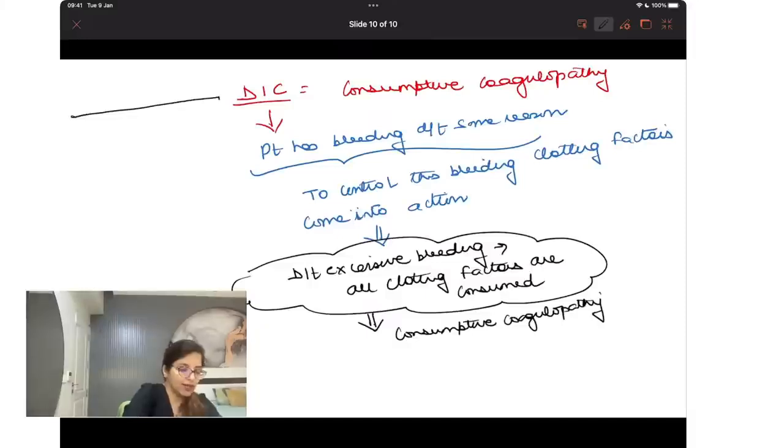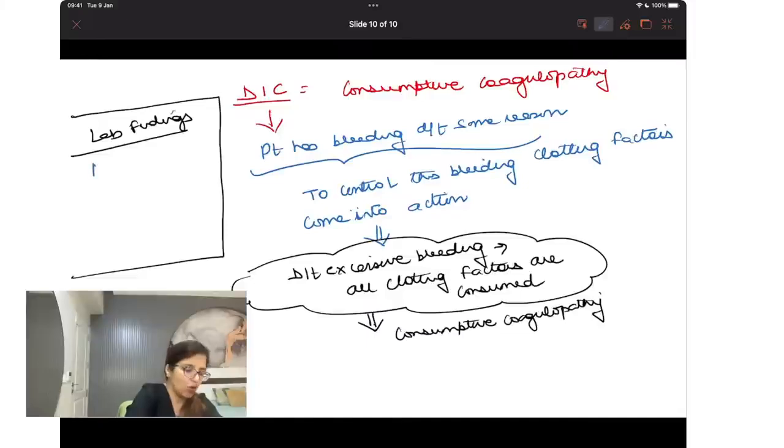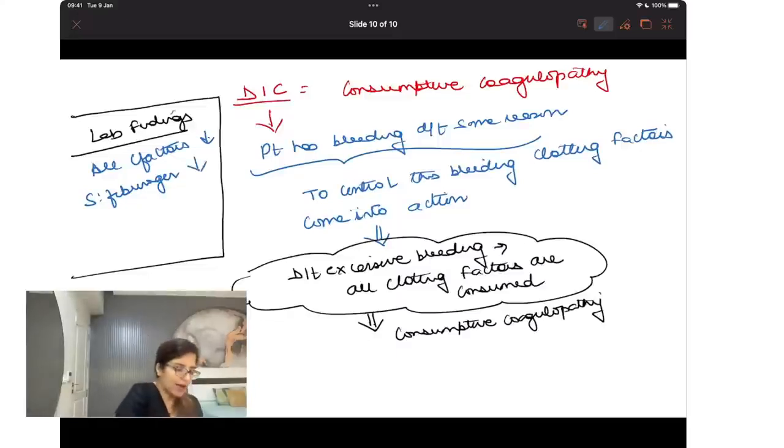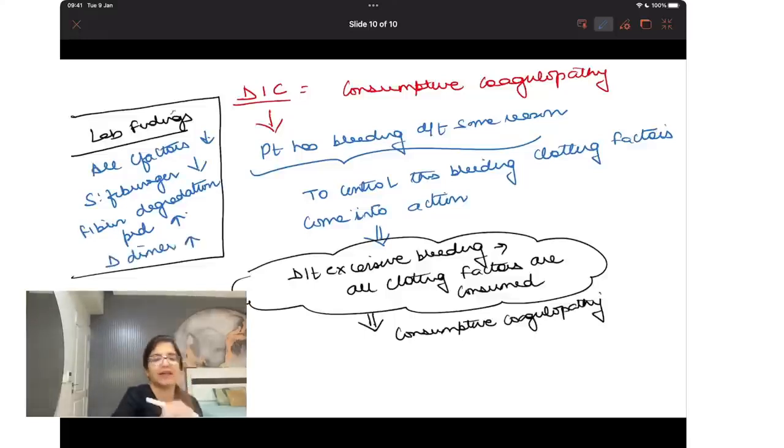So if I ask you, what are the lab findings which you are going to get in DIC? In DIC, all clotting factors will be decreased, right? Now, clotting factor number 1 is serum fibrinogen. So, what will happen to serum fibrinogen? It will decrease. What will happen to fibrin degradation product? It will increase. What happens to D-dimer levels? It increases, right? So these are the lab findings. All clotting factors decrease, serum fibrinogen decreases, fibrin degradation products increase, and D-dimer levels increase. Clear to all of you?